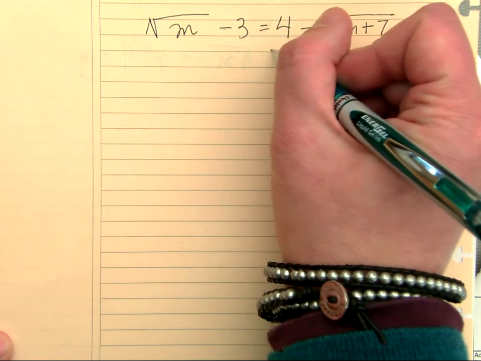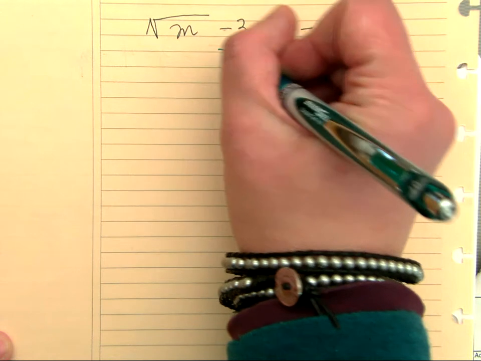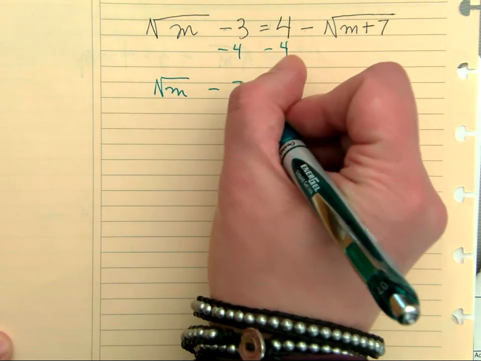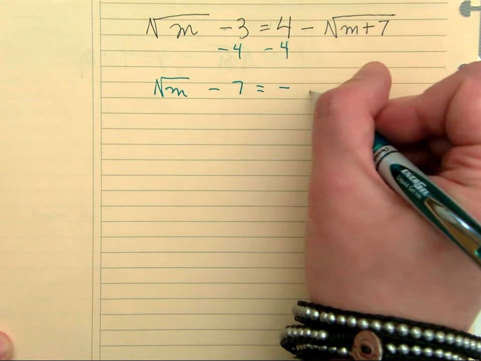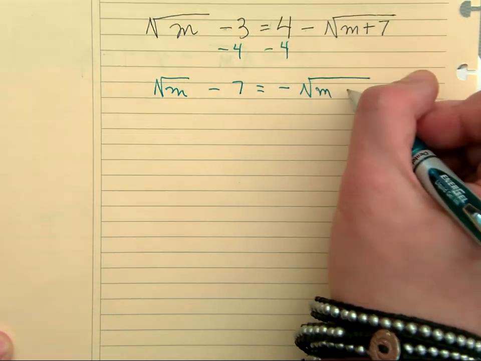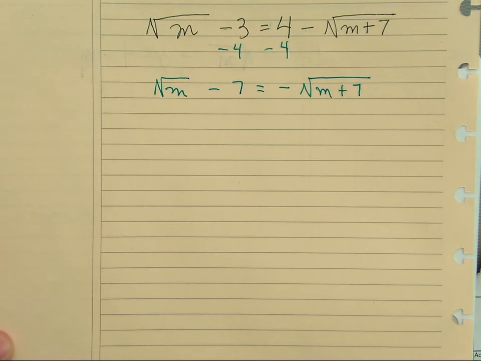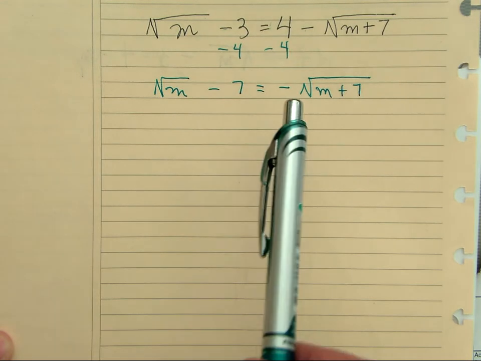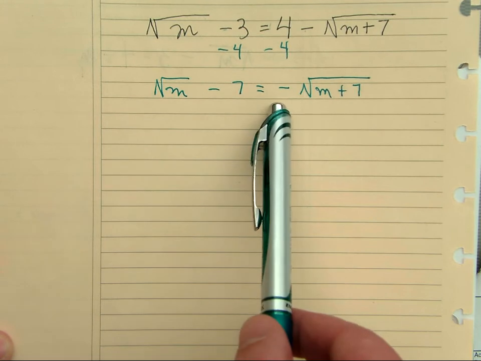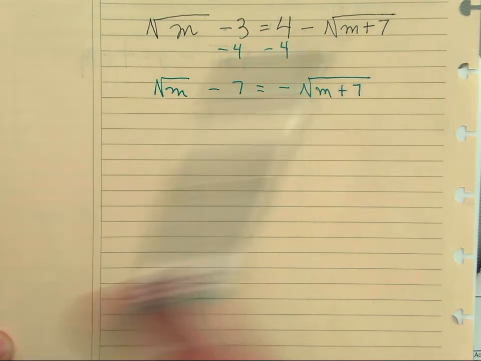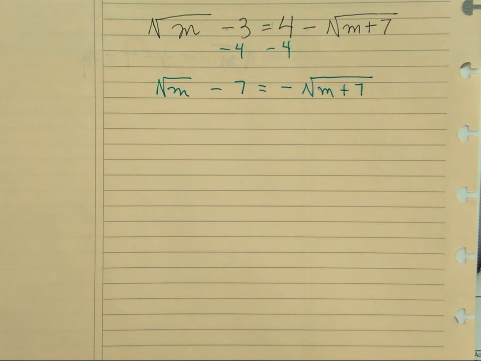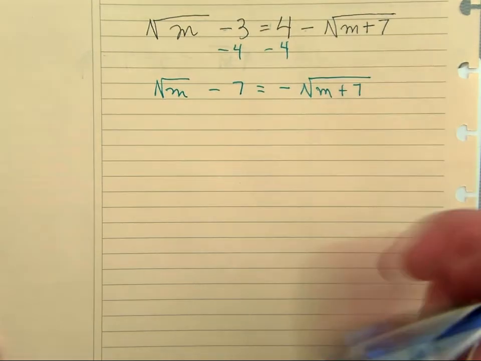Yes, or I would actually, yeah, let's subtract 4 from both sides, and we get the square root of m minus 7 equals negative square root of m plus 7. Now, one could argue that maybe I would want to get rid of that negative, but if I divide this side by negative, it's just going to get to the other side, so it's not really going to be advantageous. But right now, I can undo this radical by squaring both sides.